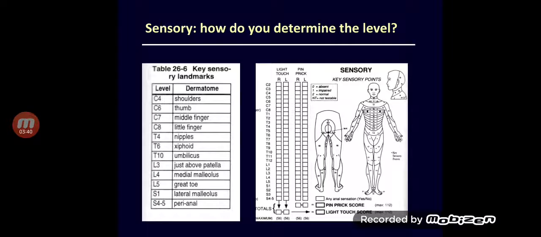This is the map of the distribution of the dermatomes, and we have certain key points, just like C4 for the shoulders, T10 for the umbilicus, S1 for the lateral malleolus, and so forth.